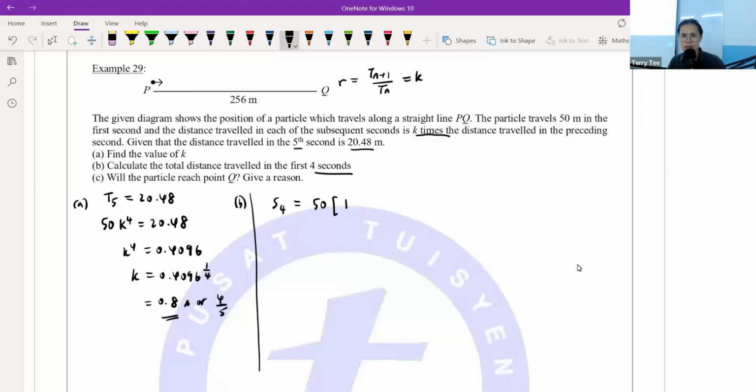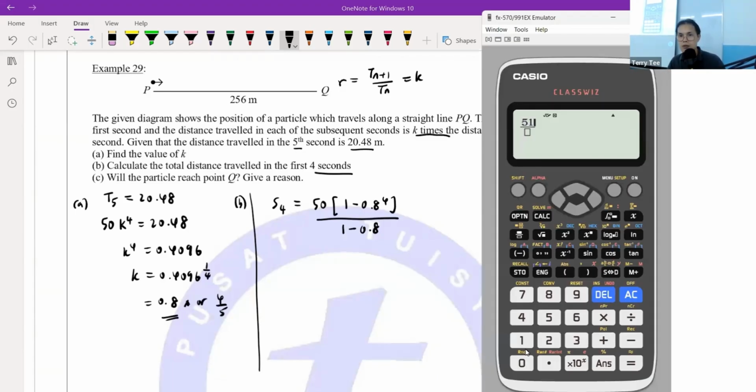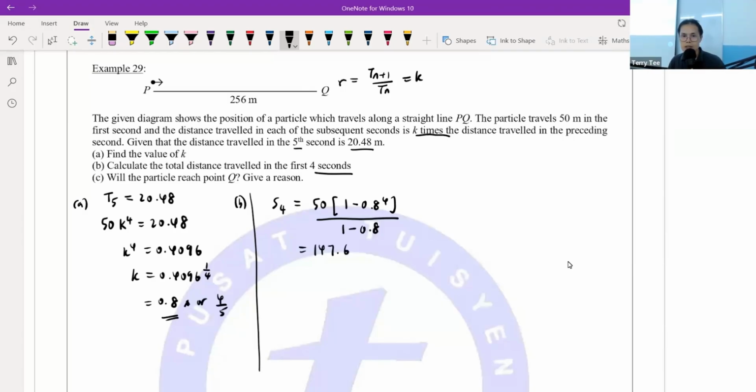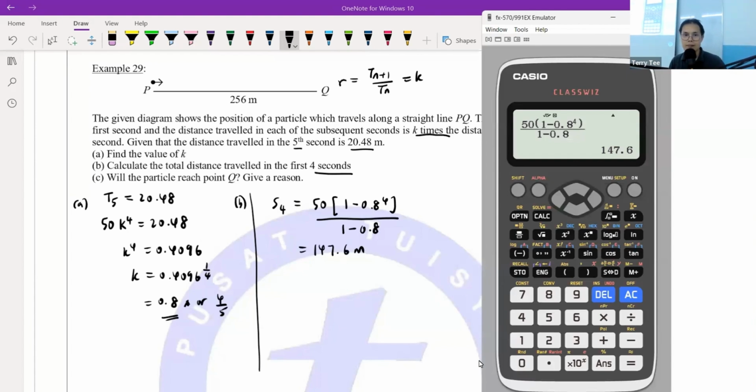So I use the second formula, 1 minus 0.8 power 4 divide by 1 minus 0.8. Okay, use your calculator. 50 bracket 1 minus 0.8 power 4 divide by 1 minus 0.8. The answer is 147.6 meter. So that is the total distance traveled in the first 4 seconds.